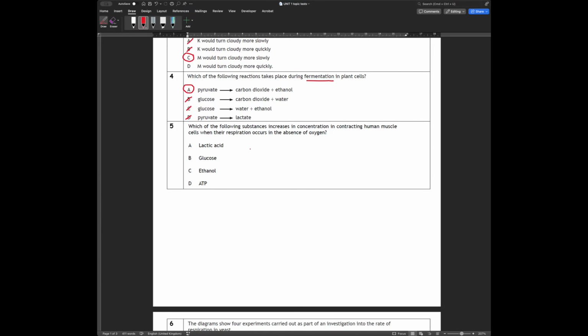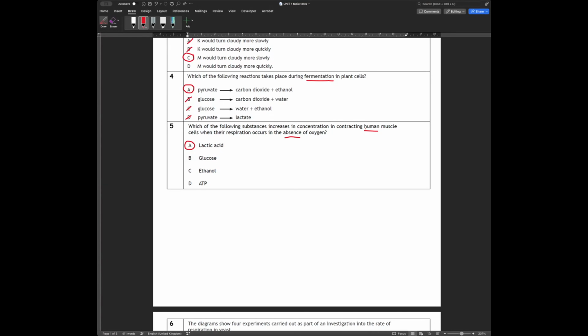Number 5, which of the following substances increases in concentration in contracting human muscle cells when the respiration occurs in the absence of oxygen? So we're thinking about animals here. Animal cells, absence of oxygen. So we're thinking fermentation here. And fermentation in animals produces lactate, which is also known as lactic acid. So it's this one here we're looking for.